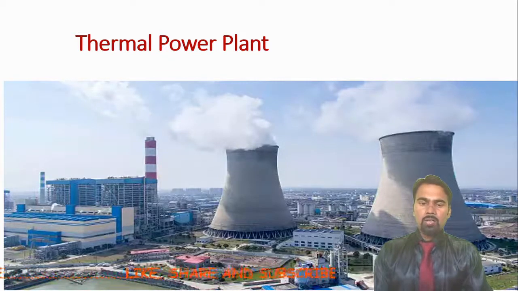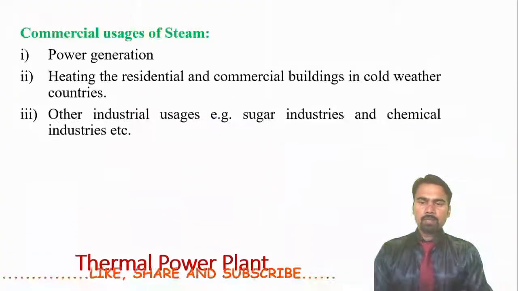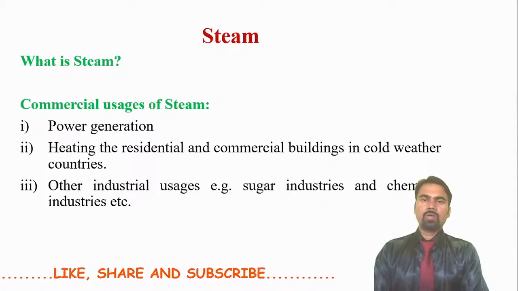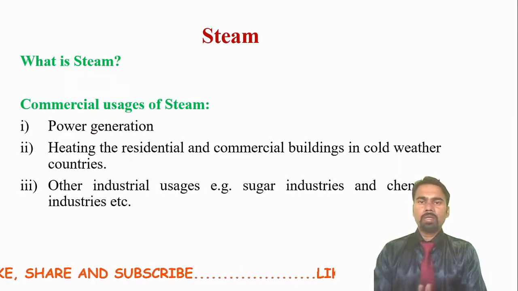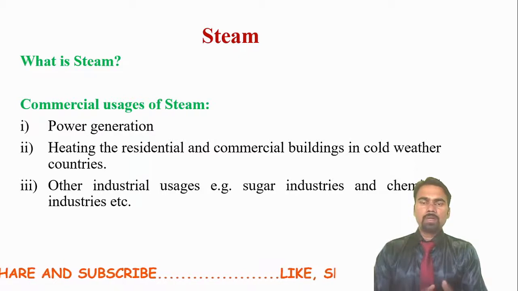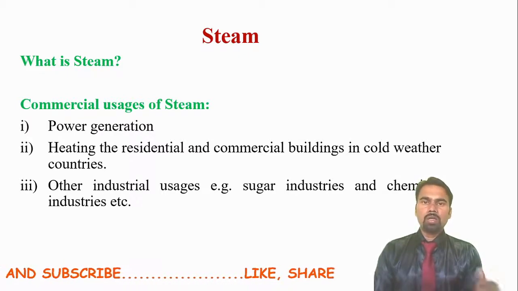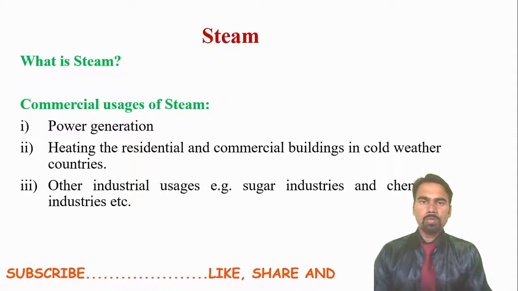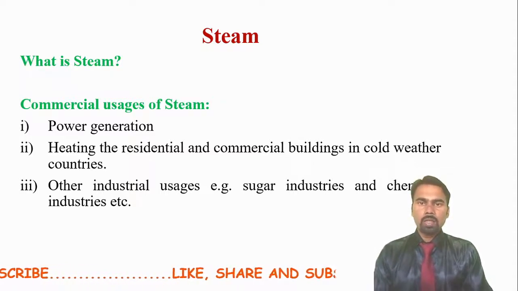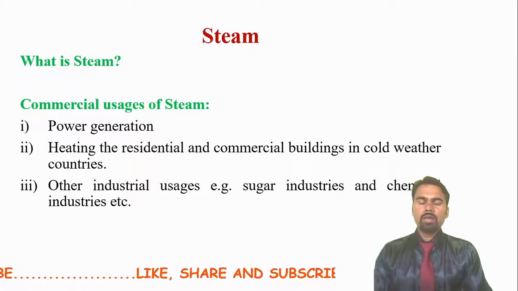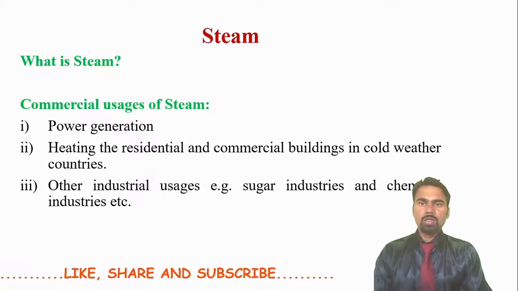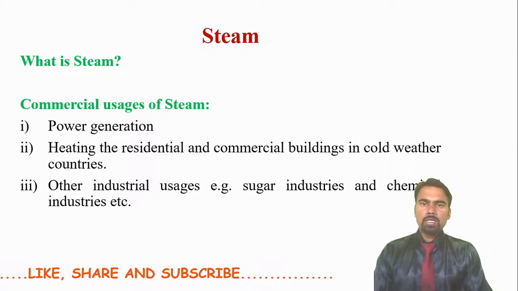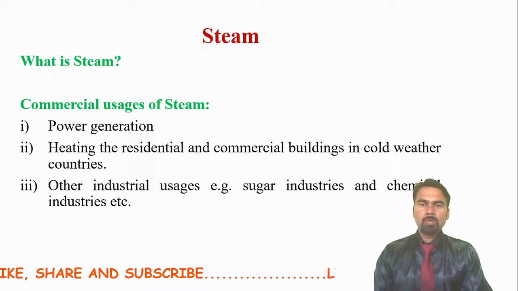So this is an actual image of a thermal power plant. Now, what is steam? Steam is the vapor form of water. When we increase the temperature of water, the conversion of liquid water into vapor form takes place, and that vapor form of water is known as steam. Then what are the applications or commercial uses of steam? The first major application of steam is for power generation or electricity generation.